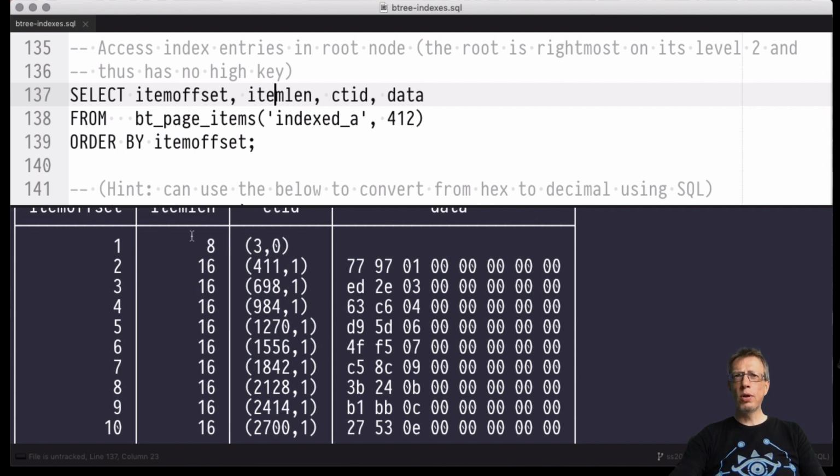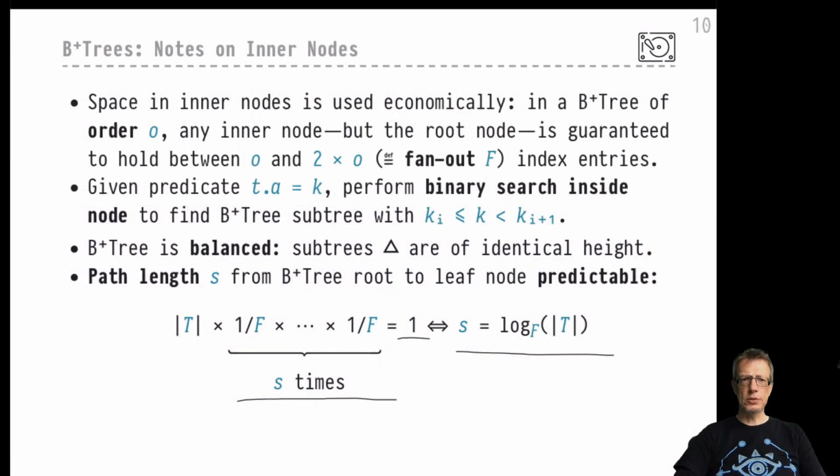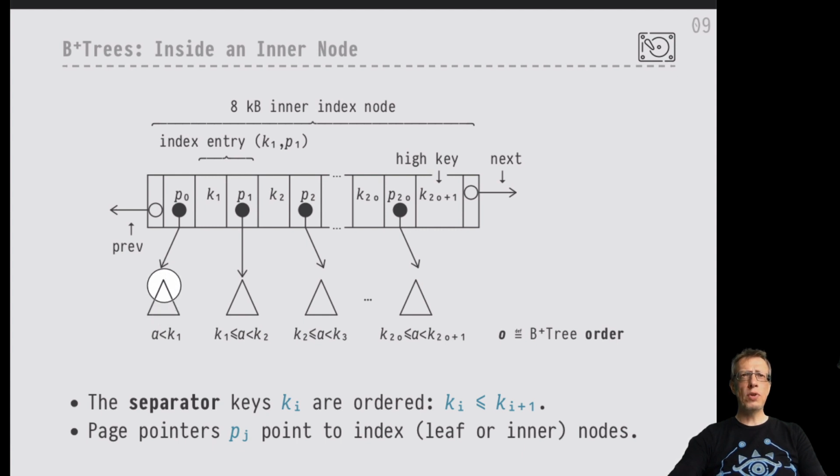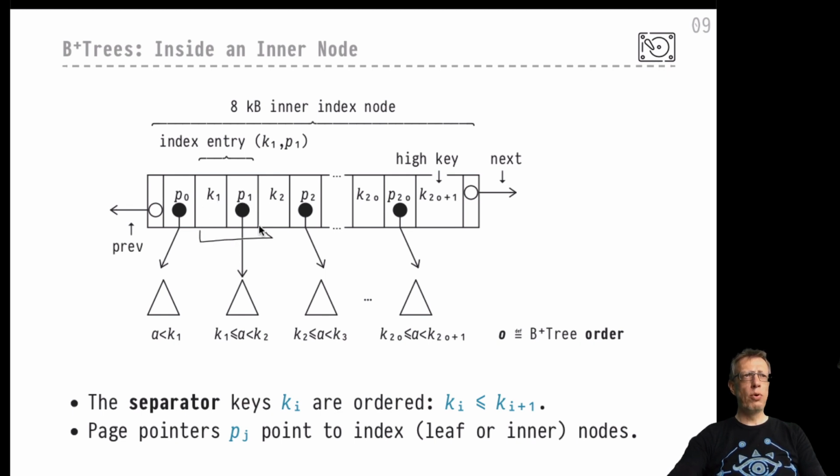If you recall, let's switch back to the slide for a minute. This is the P0 pointer. It's just a pointer to a page that holds the root of this subtree. No key is associated with P0. This K1 key is associated with P1. This is one entry. The P0 pointer is standing there on its own.